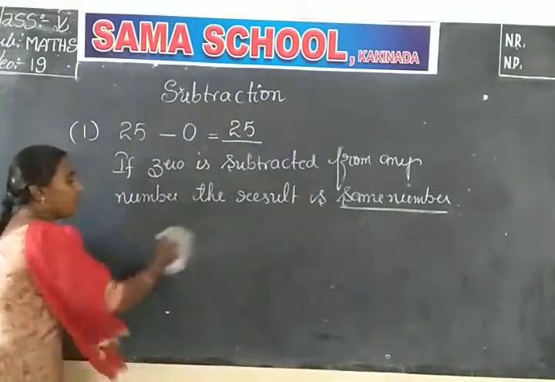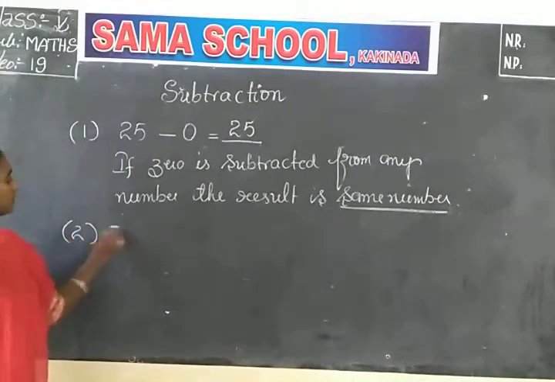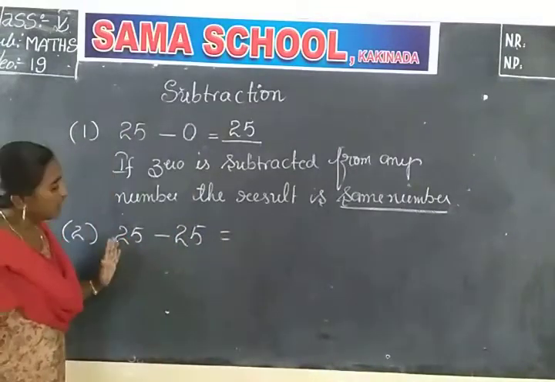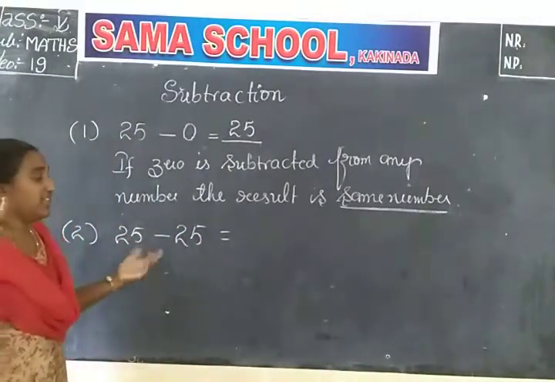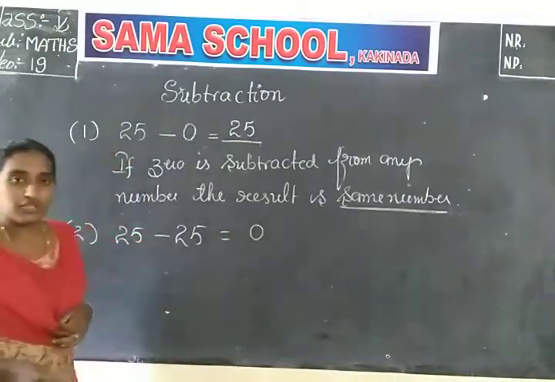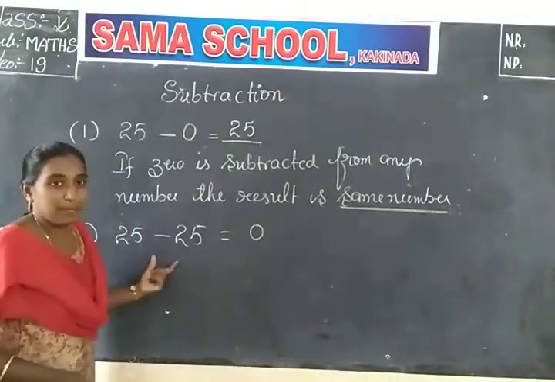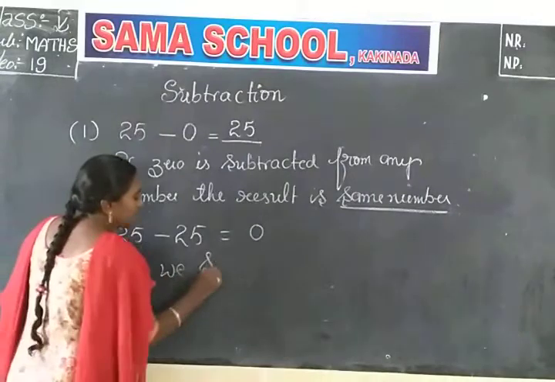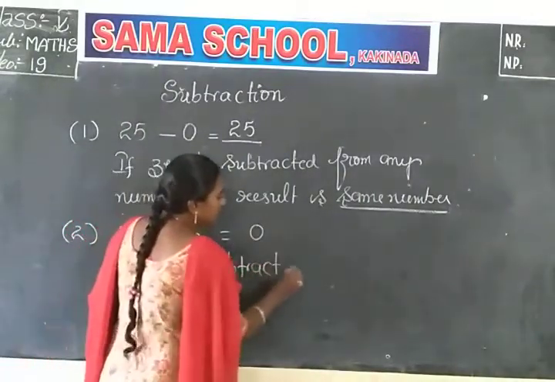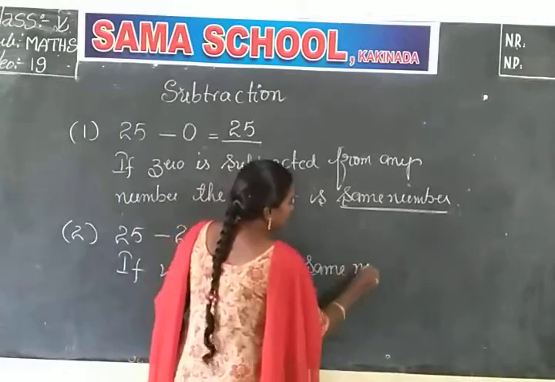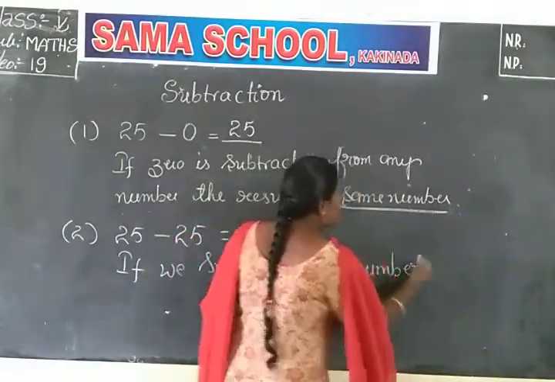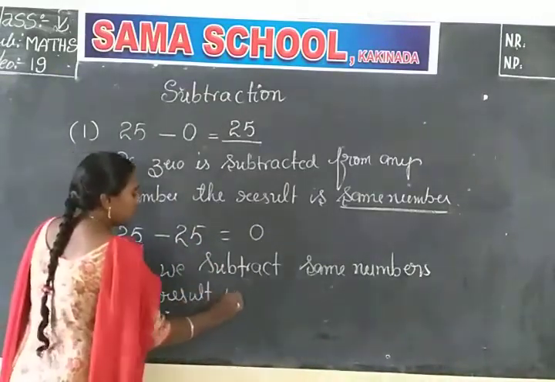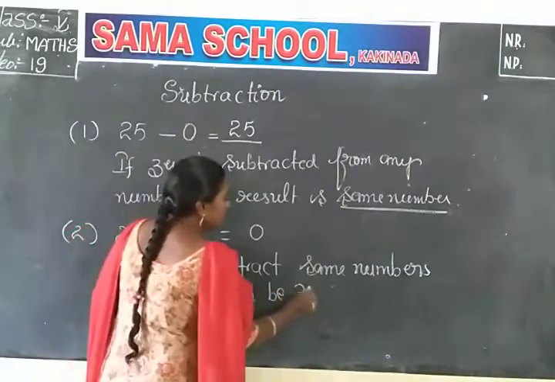Now what is the second property? 25 minus 25. You have 25 rupees and you have spent 25 rupees. Then what will be the left amount? 0 rupees. So if we subtract the same numbers, the result will be 0. What is the result? Here, 0.